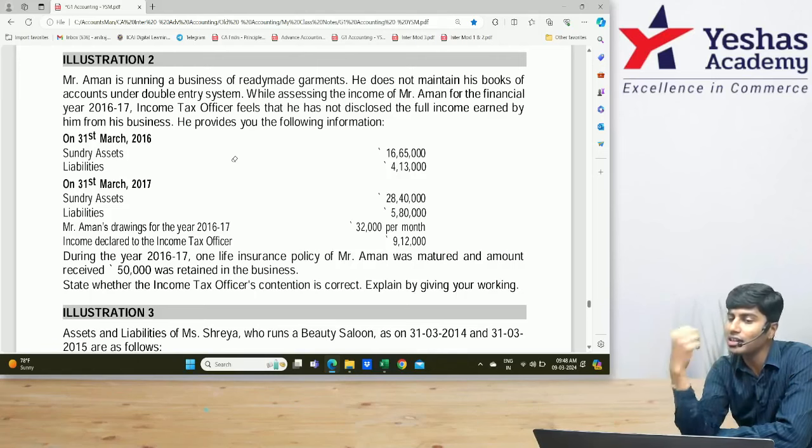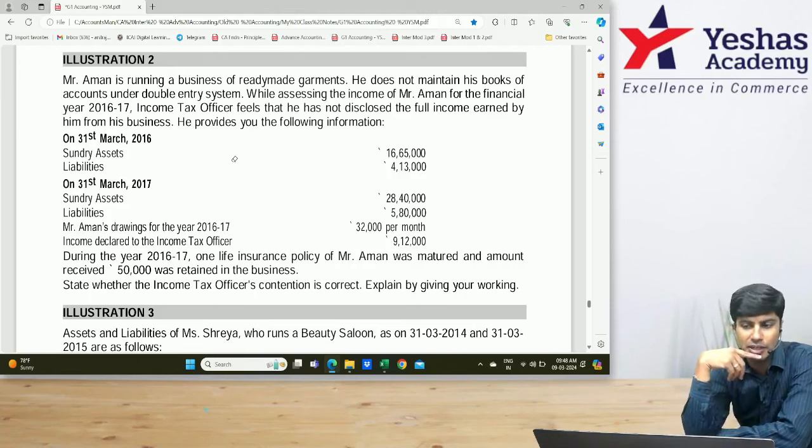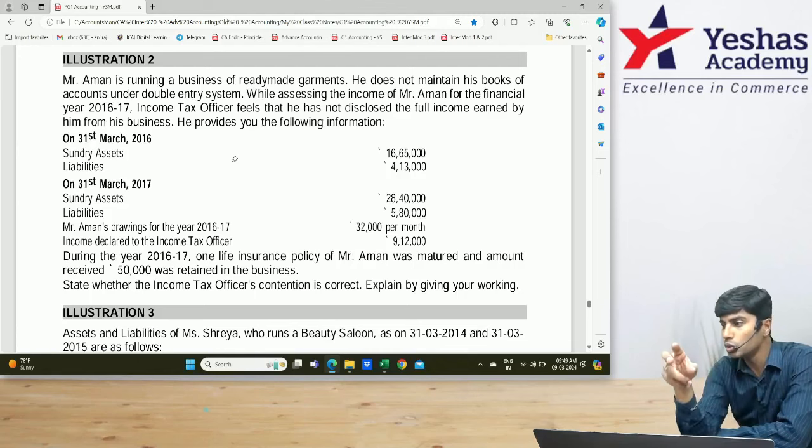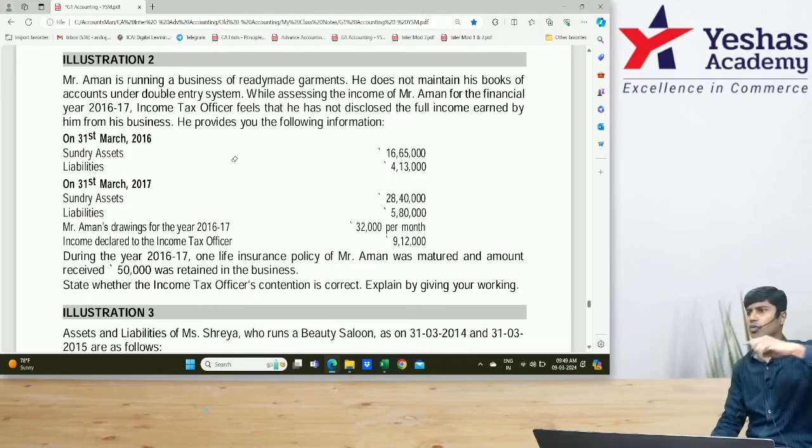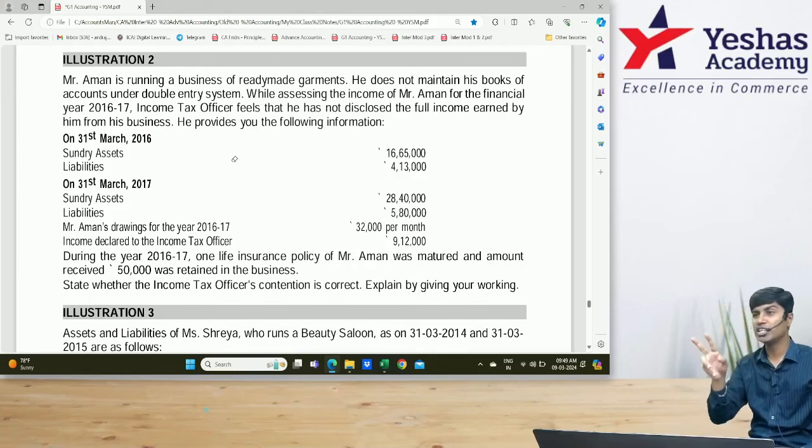1665 minus 413, 1252 is opening capital. Similarly, as on 31st of March 2017, we know assets and liabilities: 2840 minus 580. How much? 22 lakh 60,000. So 12 lakh 52,000 and 22 lakh 60,000. The difference will be profit, additional capital, and drawings.